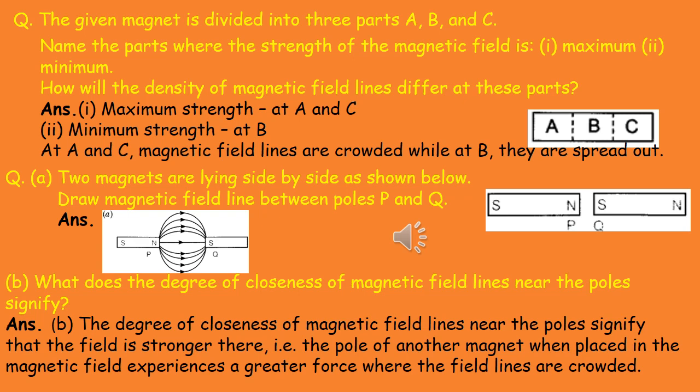Next question, two magnets are lying side by side as shown below. We have to draw a magnetic field line between poles P and pole Q. Magnetic field lines always originate from north pole and end at south pole, which is shown in the figure. Now in the second part we have to say what does the degree of closeness of magnetic field lines near the poles signify. The closer the magnetic field lines, the more will be the strength of the magnet. So strength of the magnet is the most at its poles.